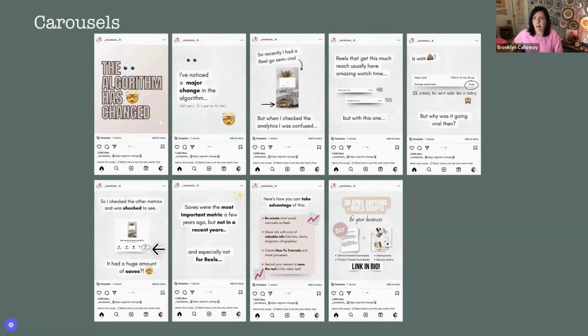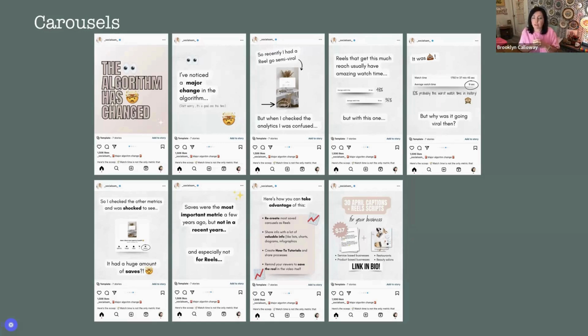24,000 times. Okay. So saves were the most important metric a few years ago, but not in recent years. Saves are still important. We've talked about that, but they're not the most important metric, and especially not for Reels. Here's how you can take advantage of the new algorithm. Recreate most saved carousels as Reels. So on your feed, if you have made carousels, you would want to recreate those carousels that had the highest number of saves as Reels.